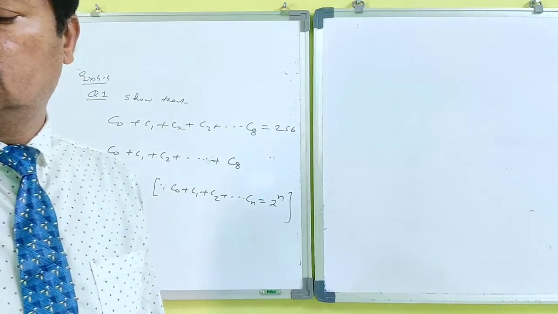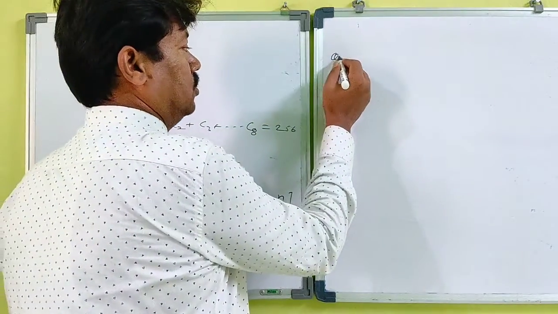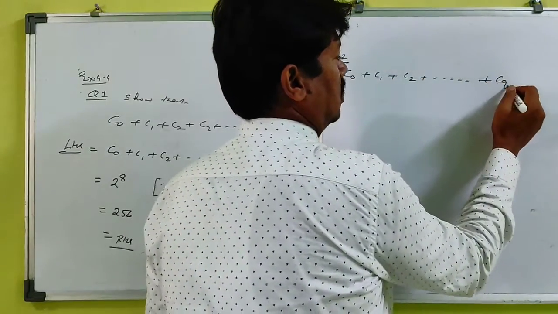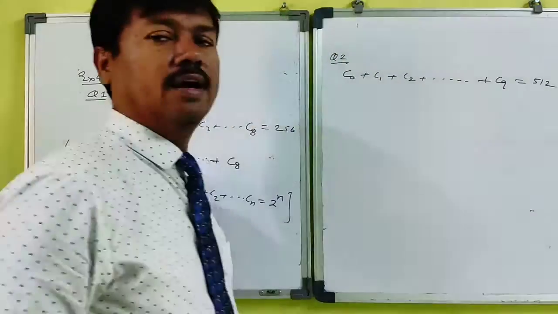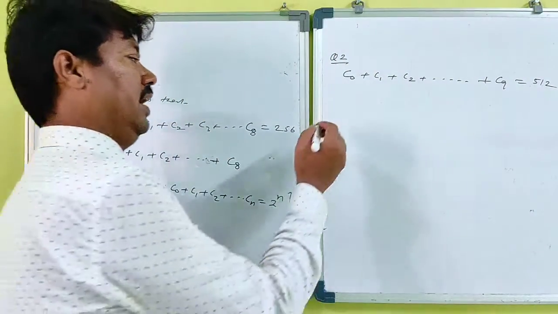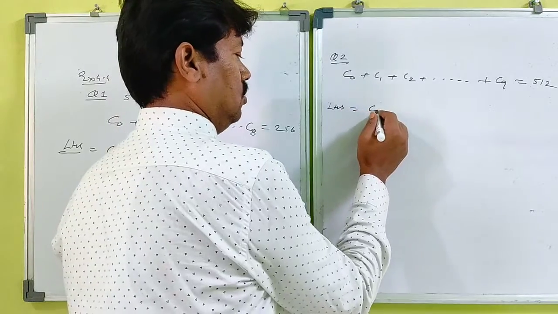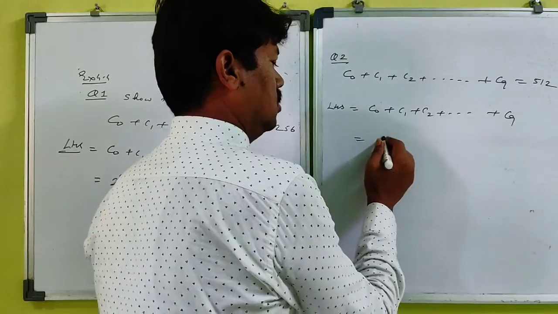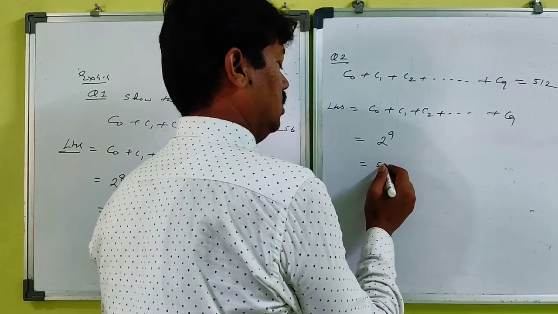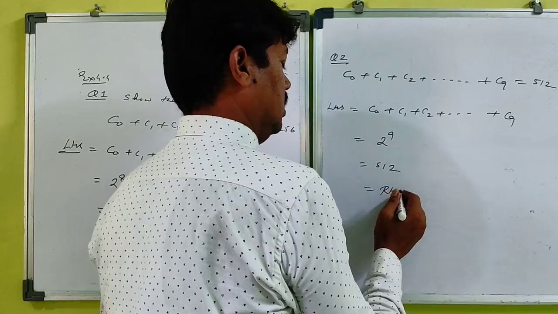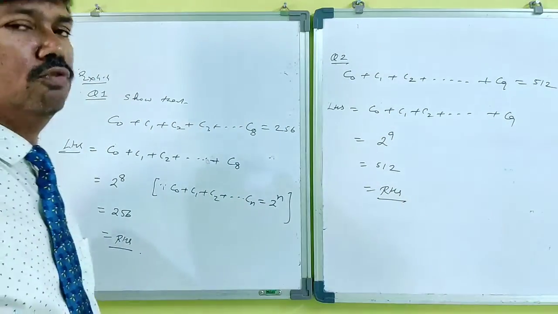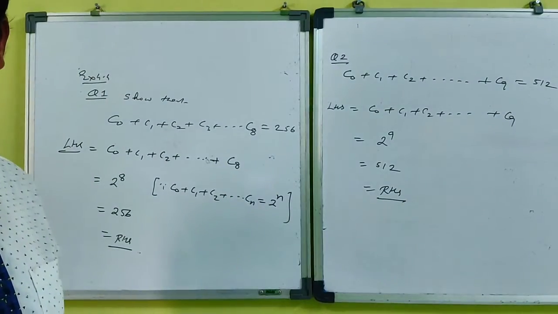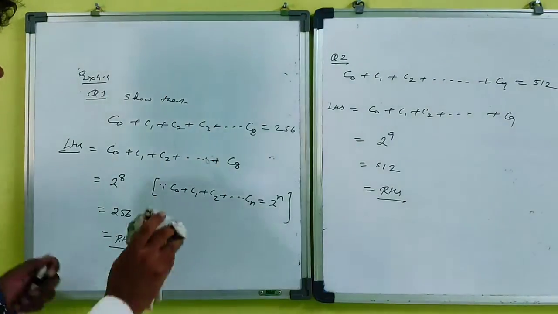Similarly, next question number 2: C0 + C1 + C2 up to C9 is equal to 512. This you have to prove. So we can say LHS is equal to C0 + C1 + C2 + ... + C9. Same way, it is 2 raised to 9, so it is 512. That's the right answer. So it's very easy to prove. Understood? But be cautious here.